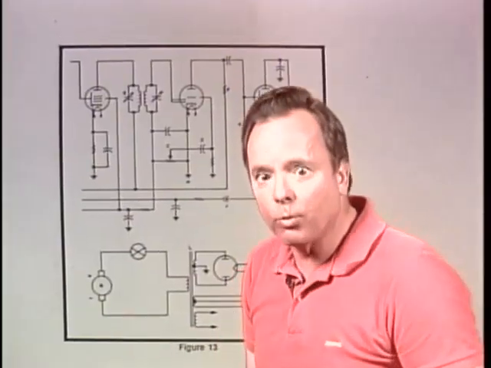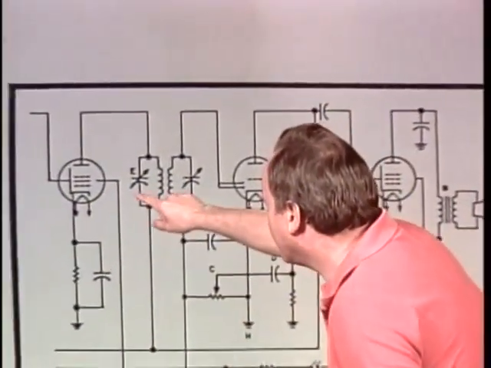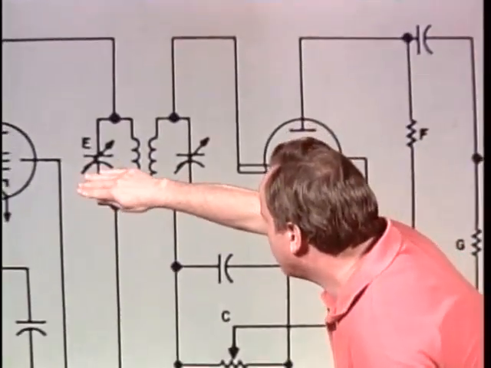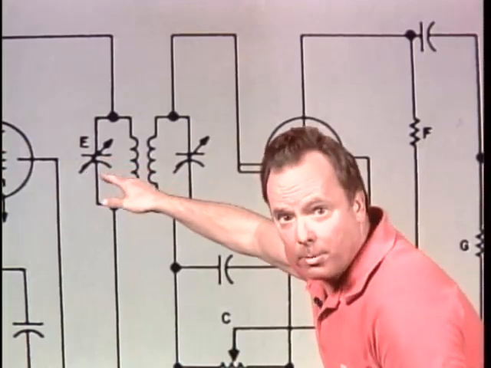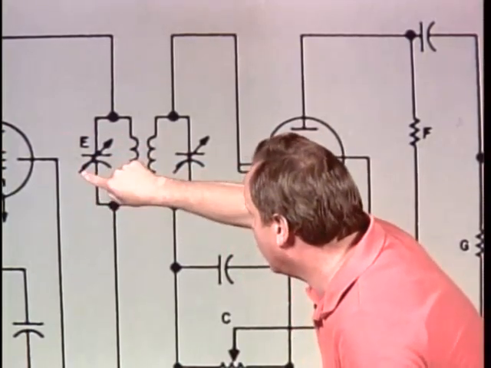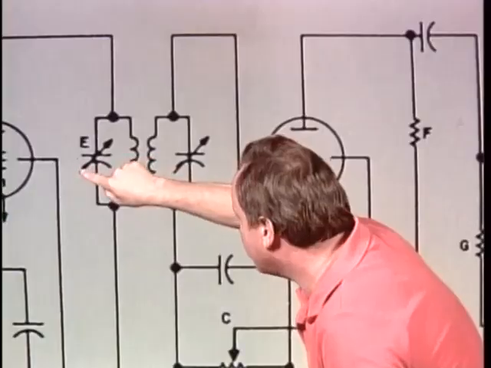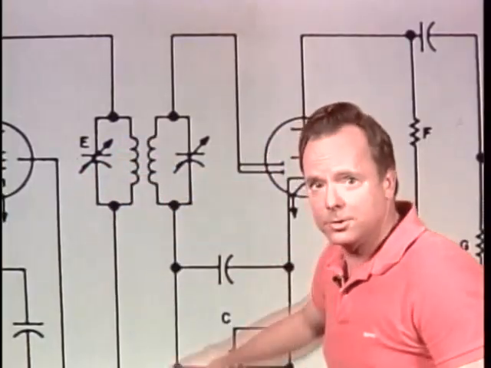It's E. Let's take a real good close look at that. And we get in there and look at that. The symbol for a variable capacitor is the normal capacitor symbol with a little arrow through it. When you see that arrow on a variable resistor, that arrow is a variable resistor. On a variable capacitor, the arrow stands for a variable capacitor. So that's the symbol for a variable capacitor.